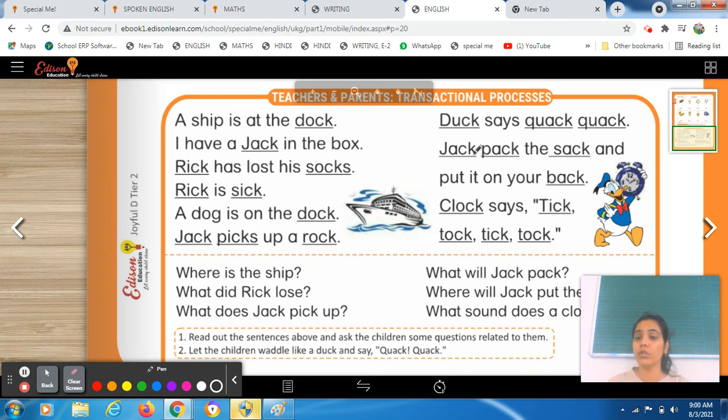See, there are lots of the ck words we will do over here. J at jack, and if I put ck in the last, so it's k. J at jack. Again, similarly, we will change the very first letter. P at pack, and ck is there, so it's pack. Jack pack the sack.